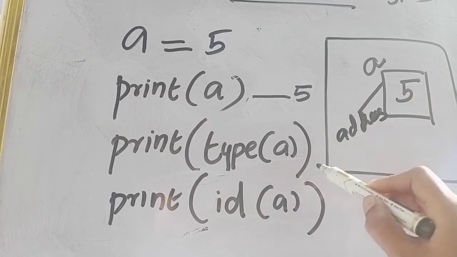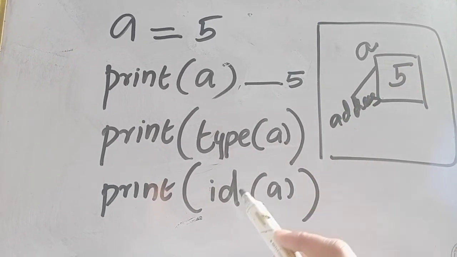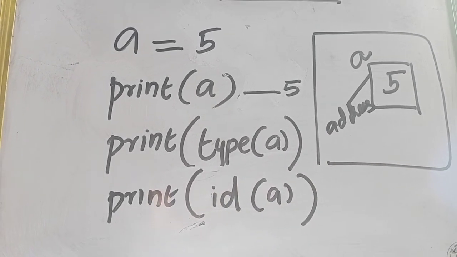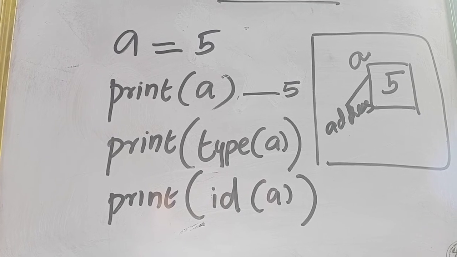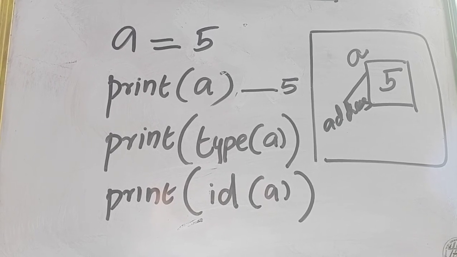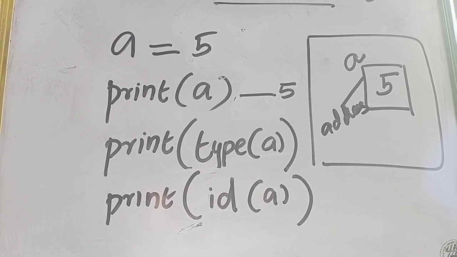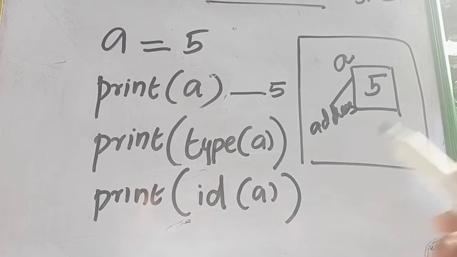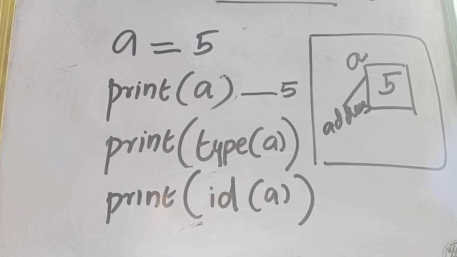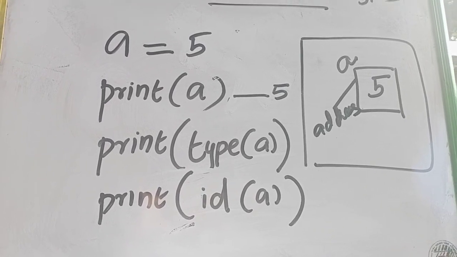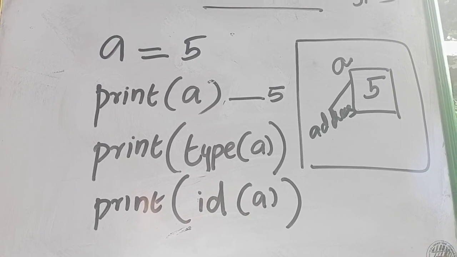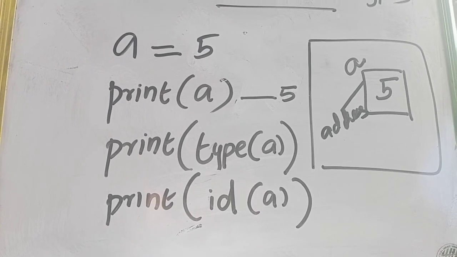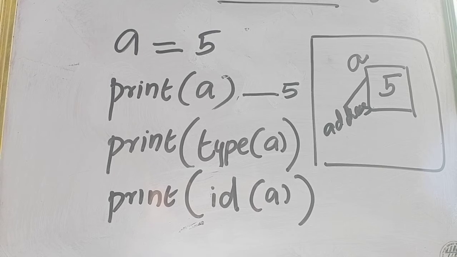So if you want to get the address location of the particular variable, you have to use the function id of A. And actually we cannot predict the output of the particular line, because it may differ in different systems. So no one will ask you what is the output of this particular line. But they will be asking what is the use of the id function. It will give you the address location of your variable, right?